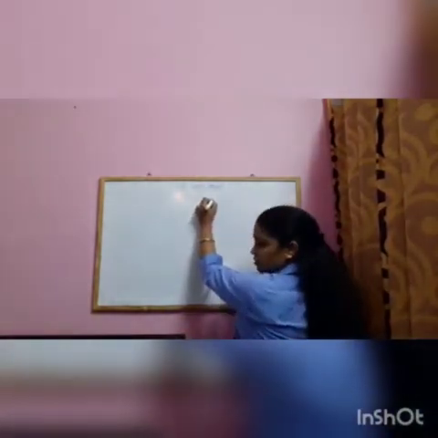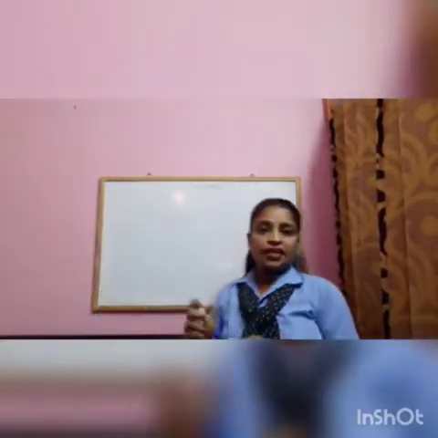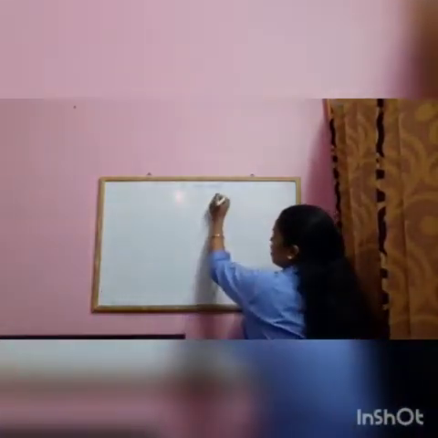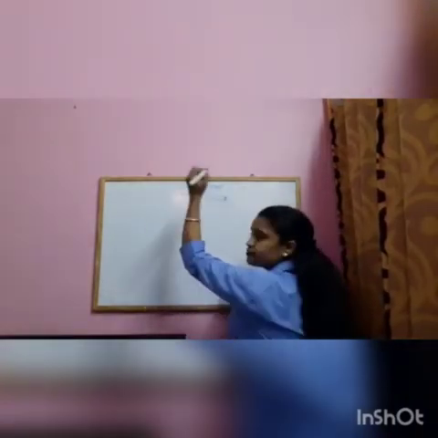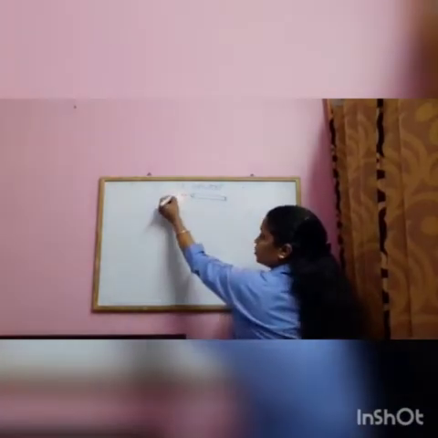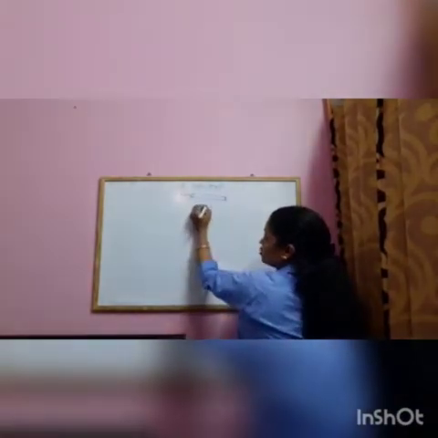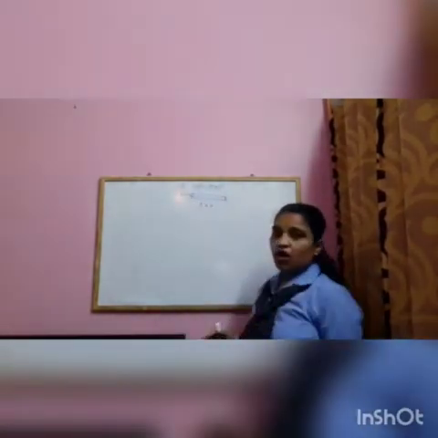Suppose you have a conductor. In that conductor, you are supplying a voltage V. Proportional to V, the current I also increases. So according to Ohm's law, V is directly proportional to I.